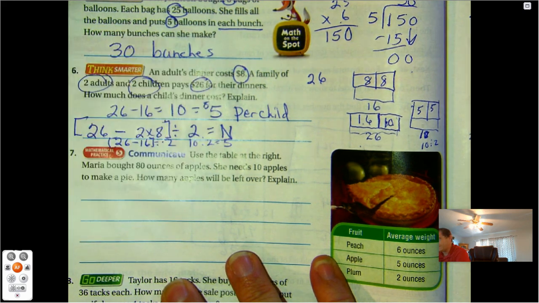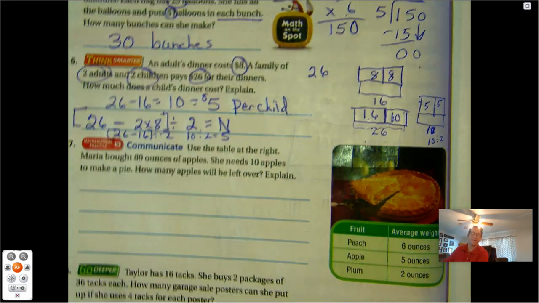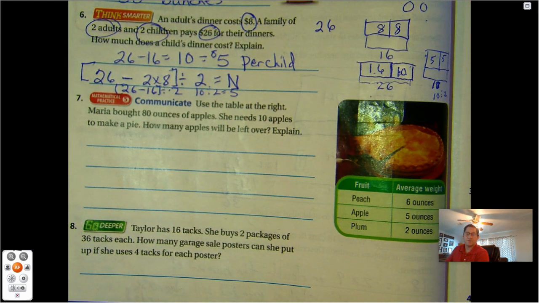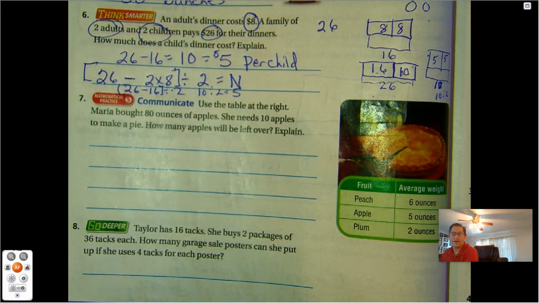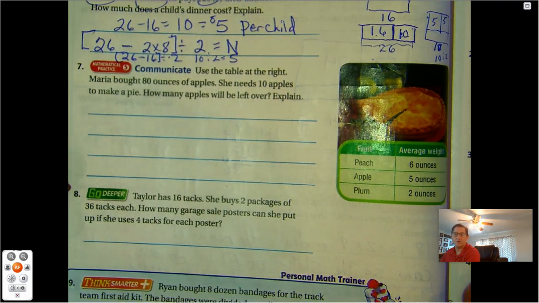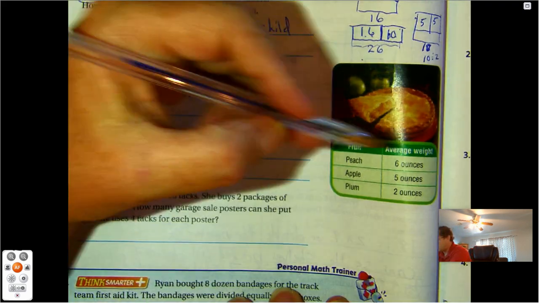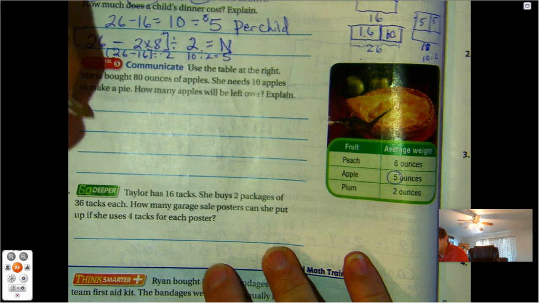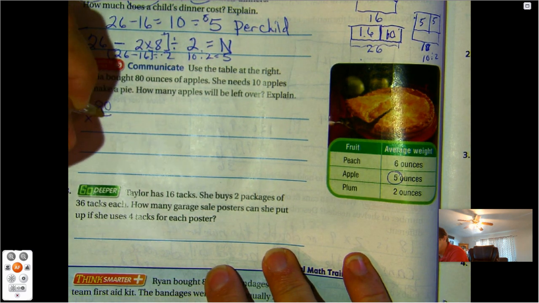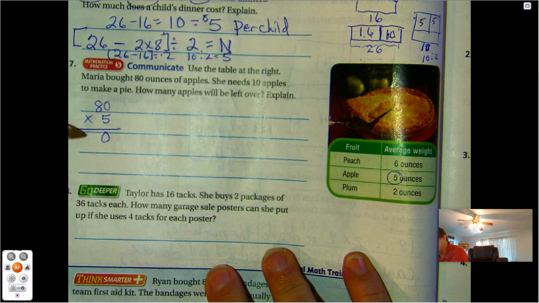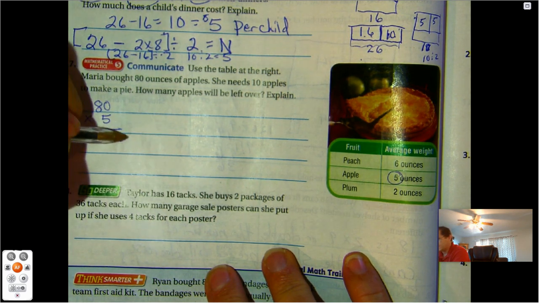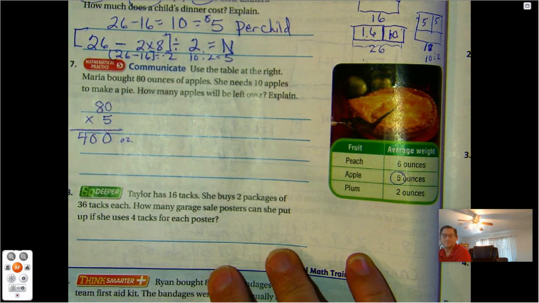5. Number 7. Use the table at the right. Maria bought 80 ounces of apples. She needs 10 apples to make a pie. How many apples will be left over? So an apple on average weighs about 5 ounces. So 80 times 5. So she bought 40 ounces of apples. 400 ounces.